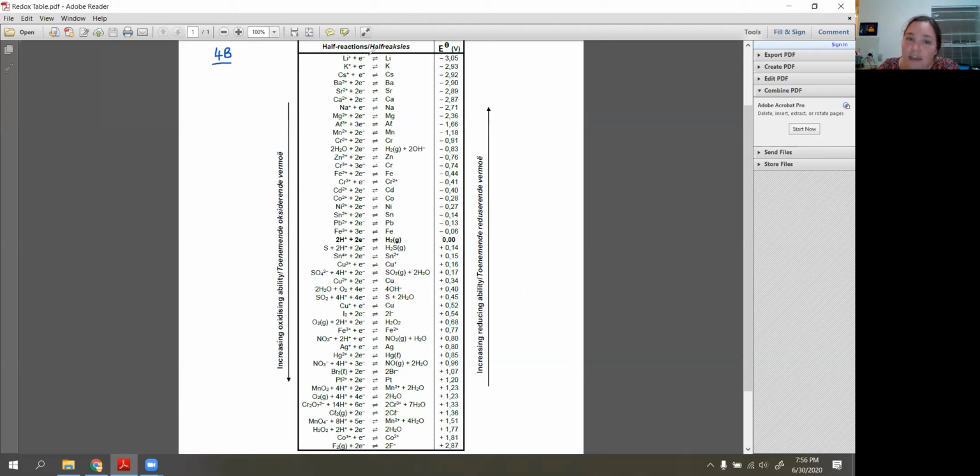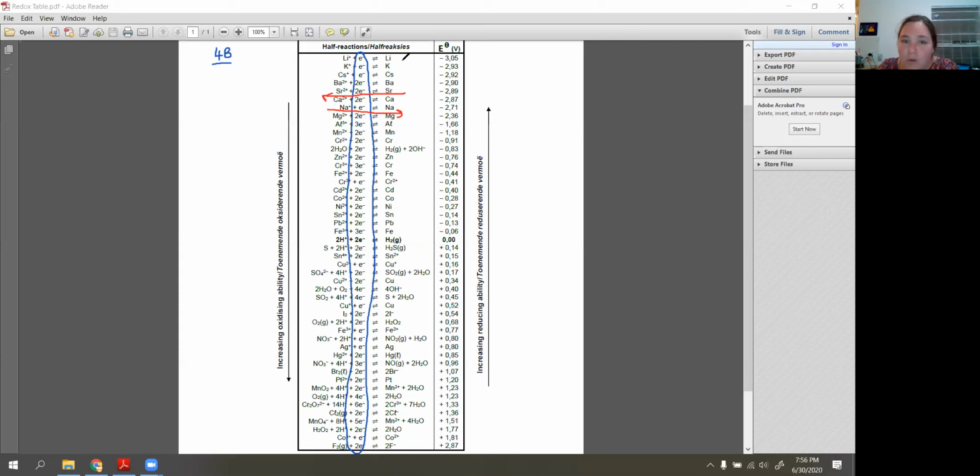So if you look carefully at this table, you will notice that the electrons are only on this side. This is very important. You'll also notice that every single reaction here is written with a double-sided arrow. That means that we can read that reaction from right to left, or from left to right. We can read every single reaction both ways.